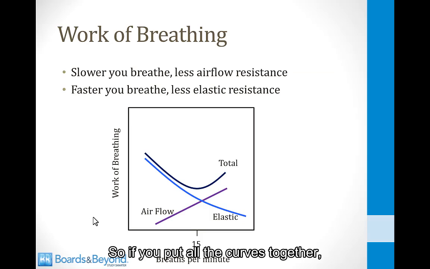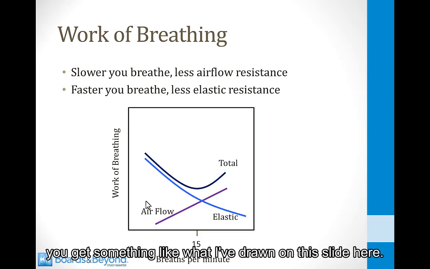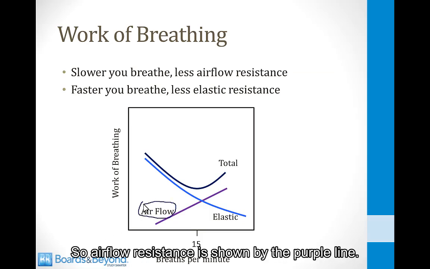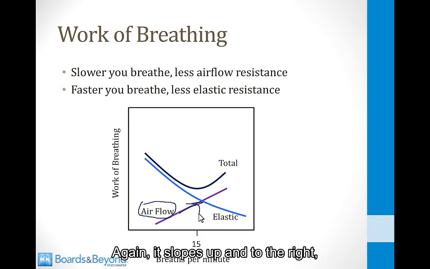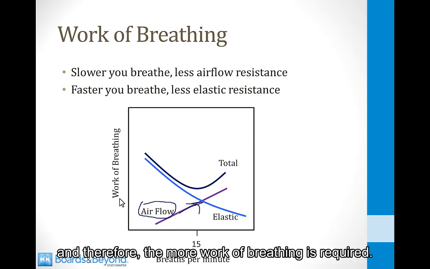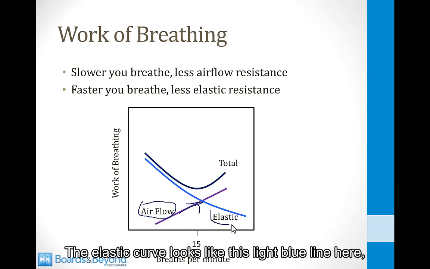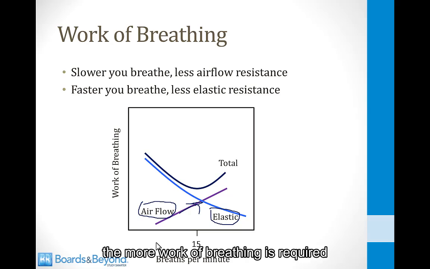So if you put all the curves together, you get something like what I've drawn on this slide here. So airflow resistance is shown by the purple line again. It slopes up and to the right because the faster you breathe, the more resistance to airflow there is, and therefore the more work of breathing is required. The elastic curve looks like this light blue line here. And the slower you breathe, the more work of breathing is required to overcome elastic resistance.